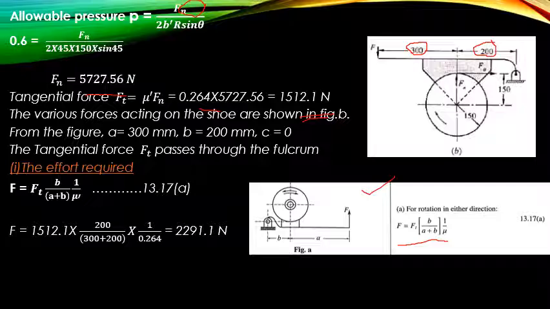So substituting the values of the Ft, AB and mu dash, we get the value of F. Now the torque on the drum is given by the equation Mt is equal to the tangential force Ft into the radius, or d by 2. So substituting the value of Ft, that is 1512.1 Newton, and d by 2 or radius is 150, we get the value of Mt or torque as 226815 Newton millimeters.